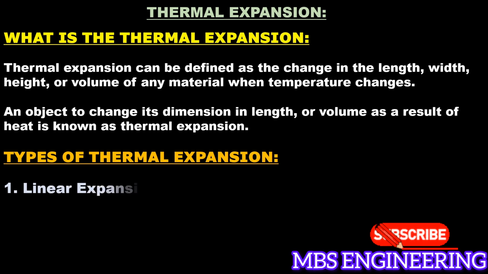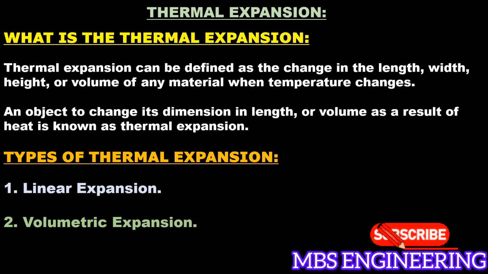The first type is linear expansion. Linear expansion is defined as the increase in the length of the solid as a result of the heating process. The second type is volumetric expansion. The volume expansion is defined as the increase in the volume of the solid as a result of the heating process. The third type is area expansion. The area expansion is defined as the increase in the surface area of the solid as a result of the heating process.